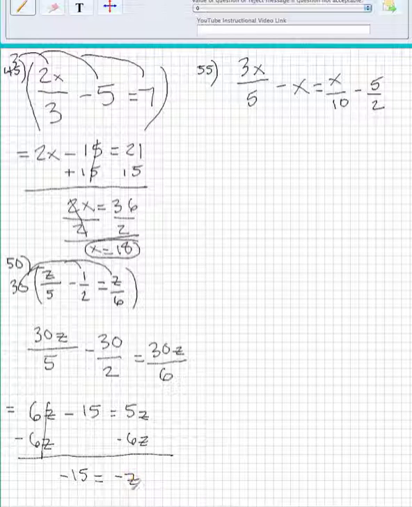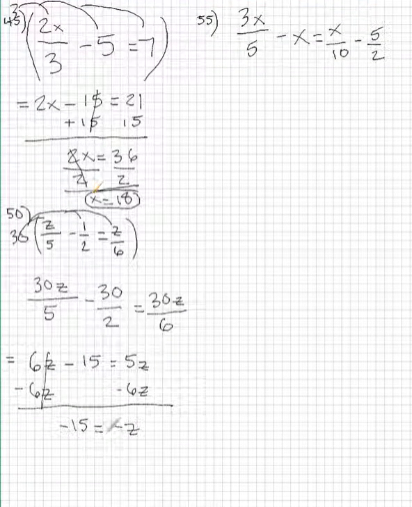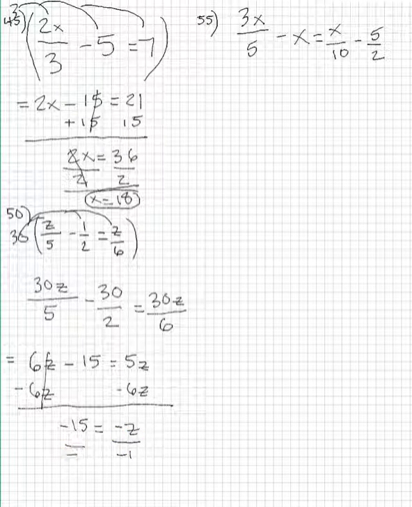Now, you can't end up with a negative variable, so what I'm going to do is divide each side by a negative 1. What that does is get rid of the negative, and I have z equals a positive 15. All right?